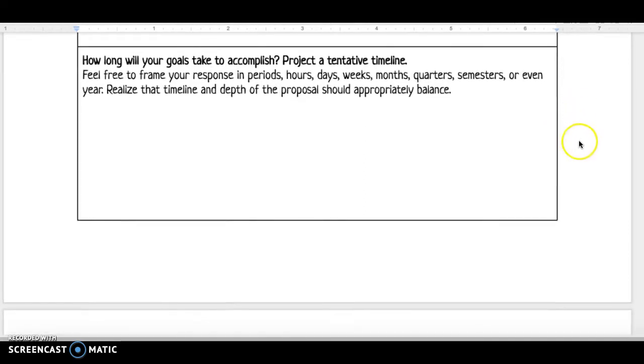Then it asks you, how long will your goals take to accomplish? Project a tentative timeline. So you need to frame that timeline in an appropriate way for the scope of your project. You might have to break it down into periods of the day. You could break it down into hours, days, weeks, months. Maybe your project's going to take a whole quarter, a whole semester, or maybe you have one that's going to take you all year. So you need to kind of keep the depth and scope of your project in check and make that timeline appropriate.